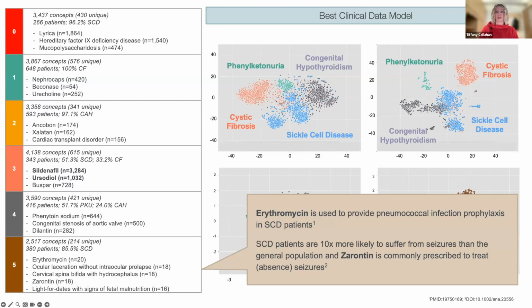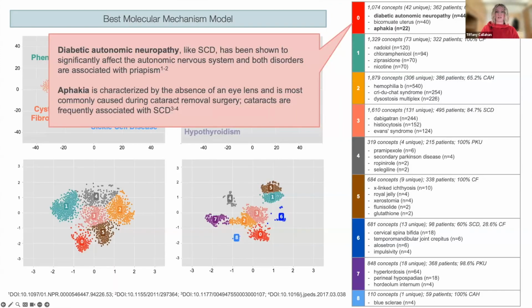Now, let's see what happens if we look at the phenotypes for sickle cell disease that were derived when using the knowledge graph molecular mechanism. So again, 3 subphenotypes, only using mechanism information. What do we see within the first phenotype? Diabetic autonomic neuropathy. Like sickle cell disease, this has been shown to significantly affect the autonomic nervous system. And both disorders have a very significant association with priapism.